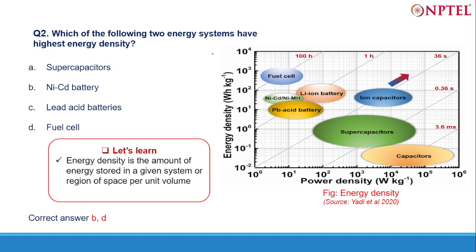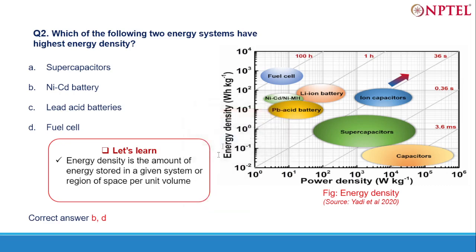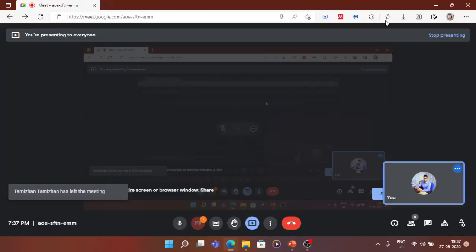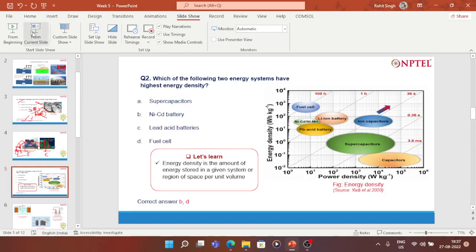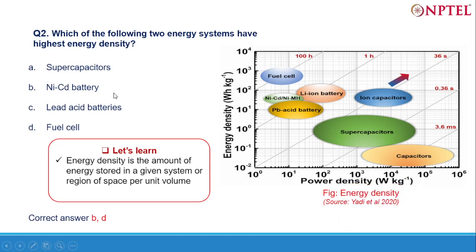Now we come to question 2. Which of the following two energy systems have the highest energy density? So let me see if anyone wants to join. Okay, no one is there to join. So which of the two energy systems have the highest energy density?